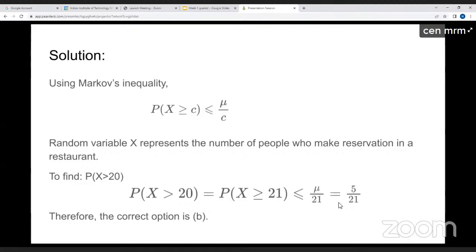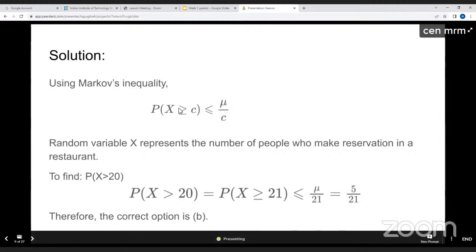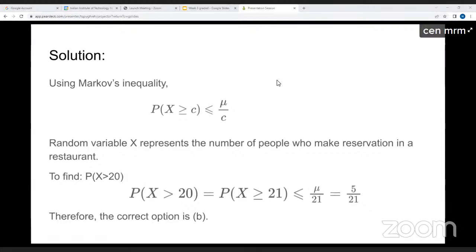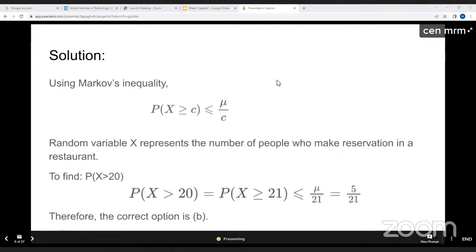Is it clear to everyone? Ma'am, why are you saying x is greater than or equal to 21? Because in Markov inequality, the greater than or equal to term comes. If I'm saying it exceeds 20, it means x is greater than 20, so it cannot be equal to 20. It can be greater than or equal to 21, since we are dealing with discrete random variables here. Okay, so using Markov inequality, this term is going to be less than or equal to 5.